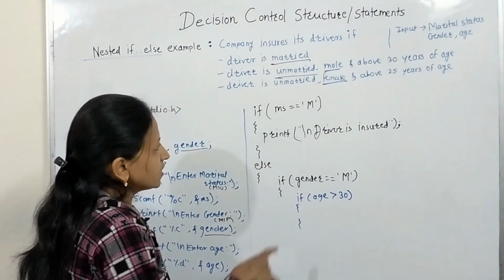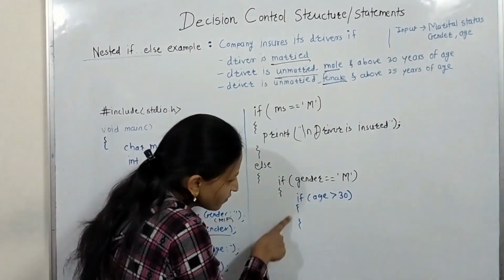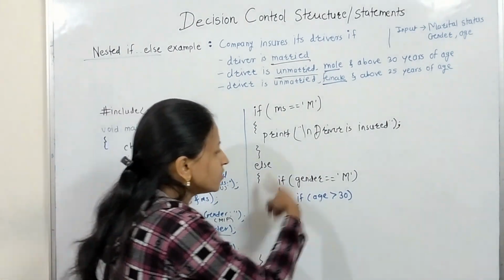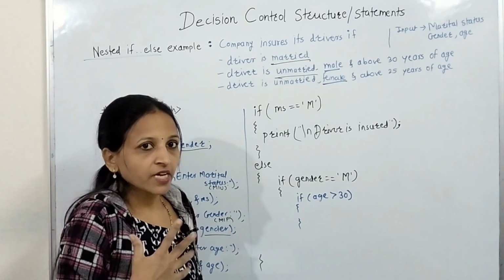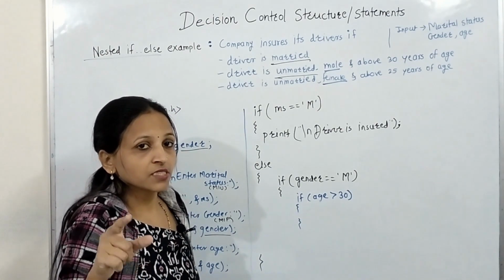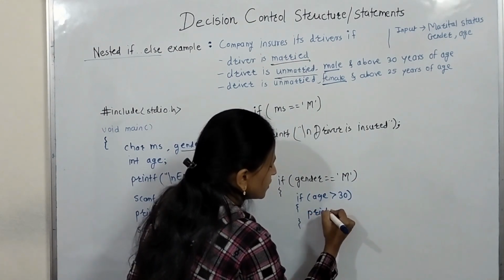In this case, the driver is unmarried, that's why we are here. Again gender is male, that's why we are inside this if block. And now age is greater than 30. If all these conditions are true, then we can definitely say that the driver is insured. In this case also we can write driver is insured.